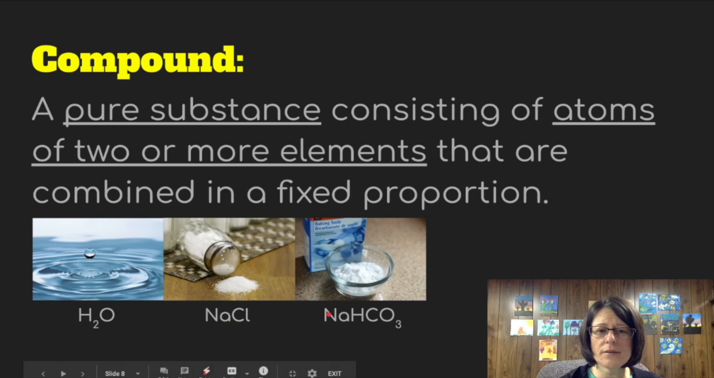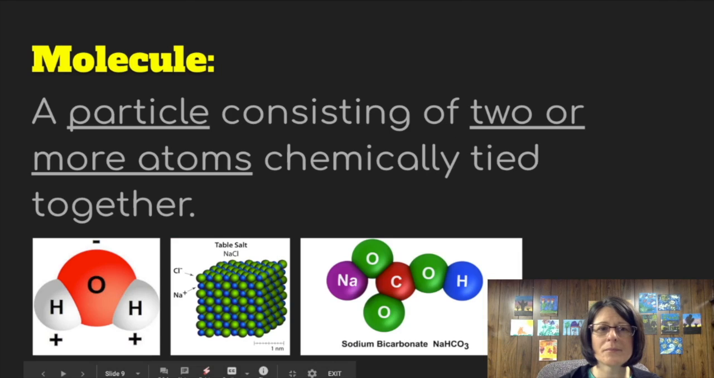And then baking soda, sodium bicarbonate, is NaHCO3. So there are actually 4 different atoms that make up baking soda. Sodium, hydrogen, and carbon, there's only 1 atom for every 3 atoms of oxygen. Now, like elements are made up of atoms and can be broken down until you get down to 1 atom, compounds are made of molecules. This is a particle consisting of 2 or more atoms chemically tied together.